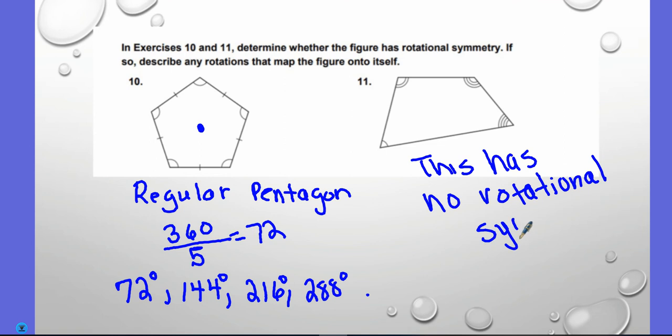In order for a figure to have rotational symmetry, it has to either be a regular polygon, or you have to be able to rotate it 180 degrees and it ends up on top of itself. None of that works here for this figure.